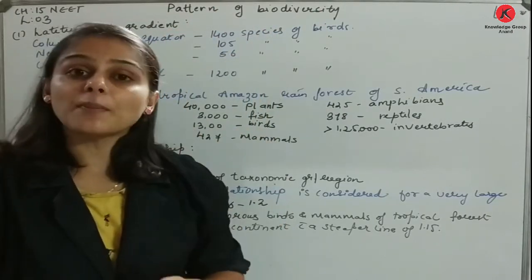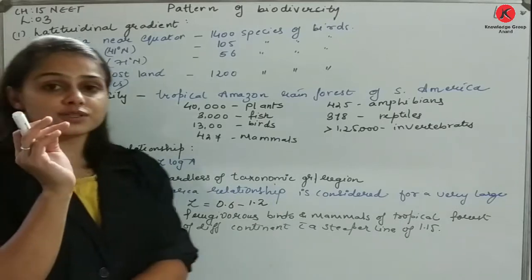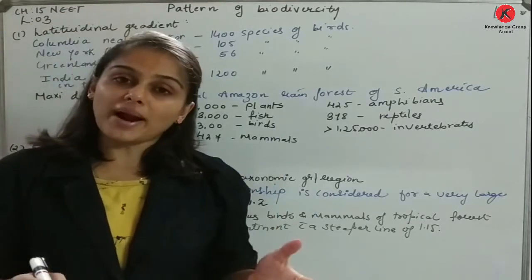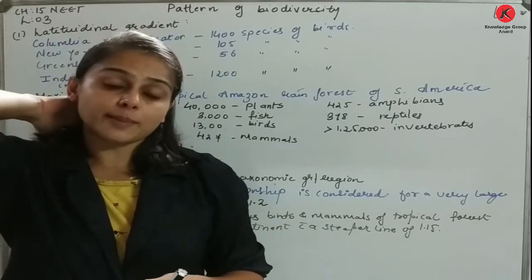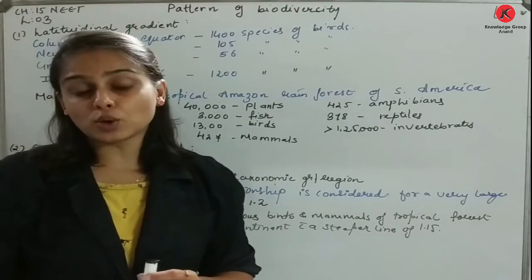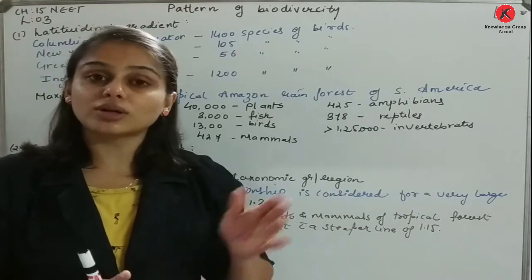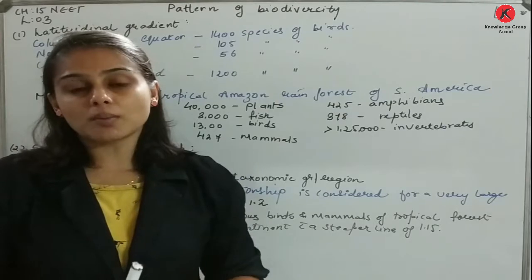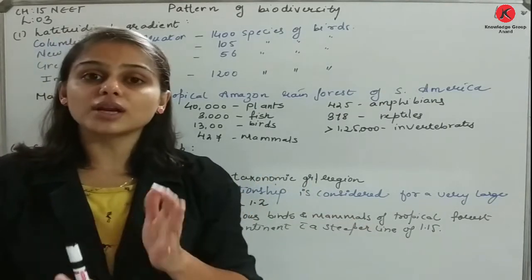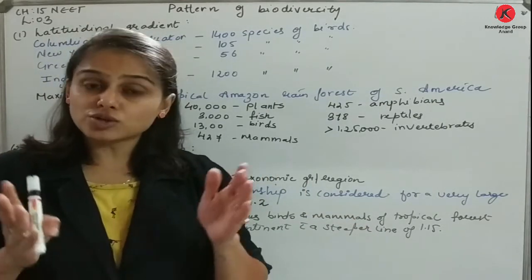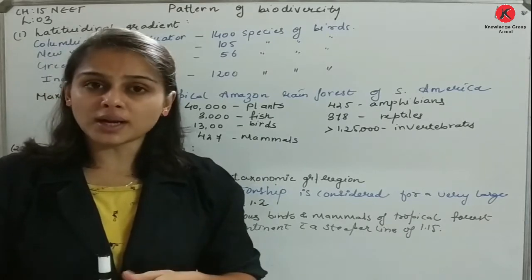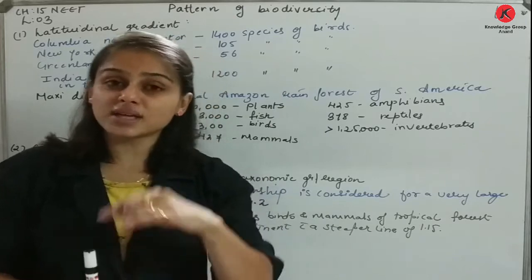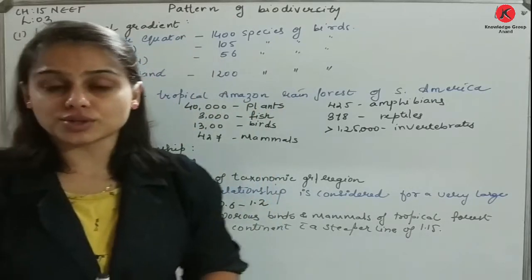What are we going to study in this lecture? Pattern of biodiversity. Just to recall, if I am talking about pattern of biodiversity, then you very well know that number one, I am talking about latitudinal gradient, and number two, I am talking about species area relationship, right? So let's talk about this one by one. I am just brushing up what we have already discussed in our regular videos, right?